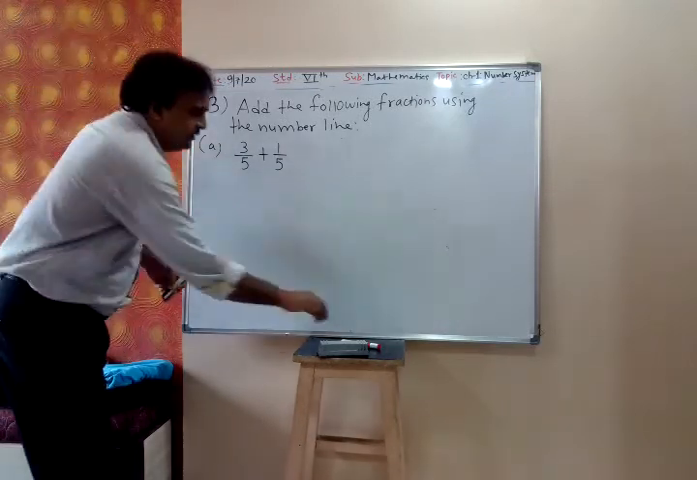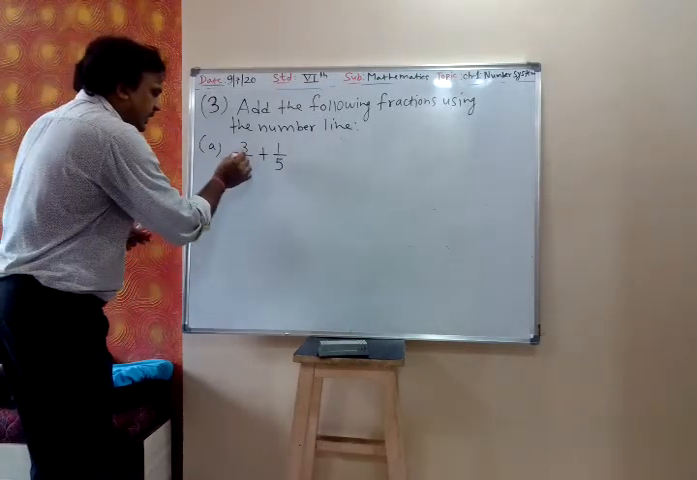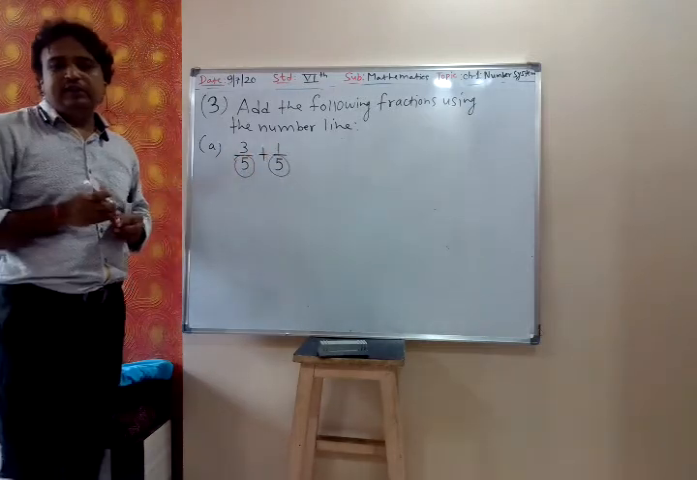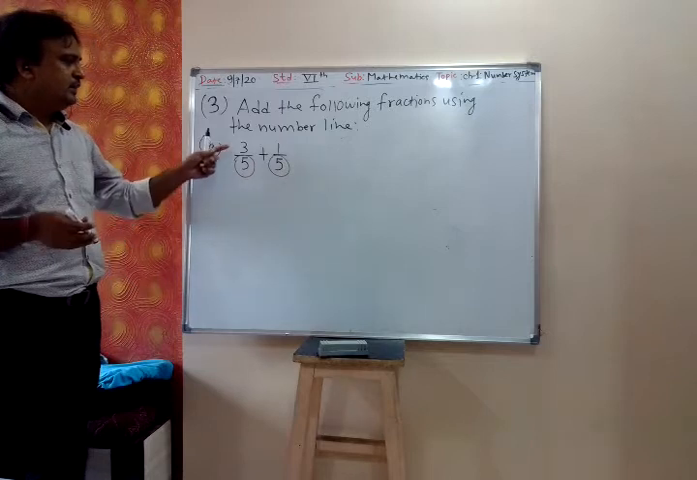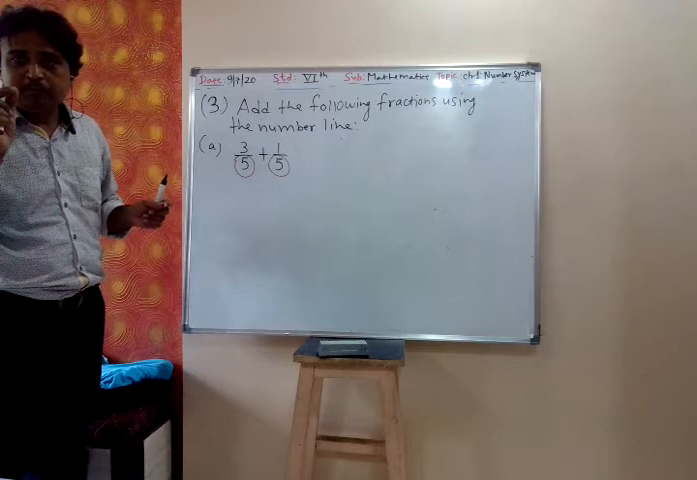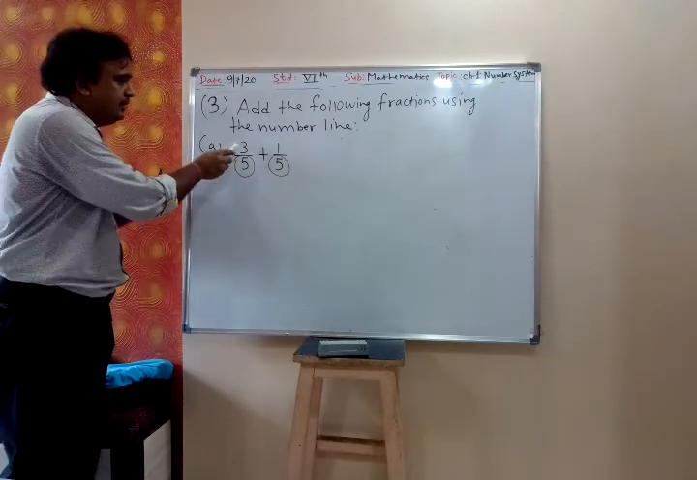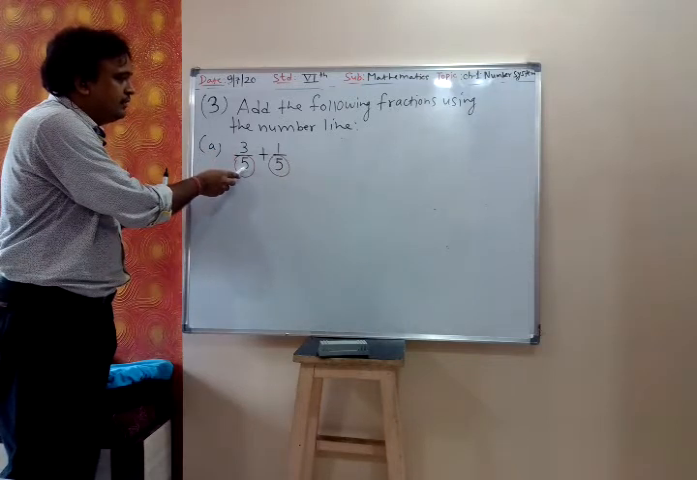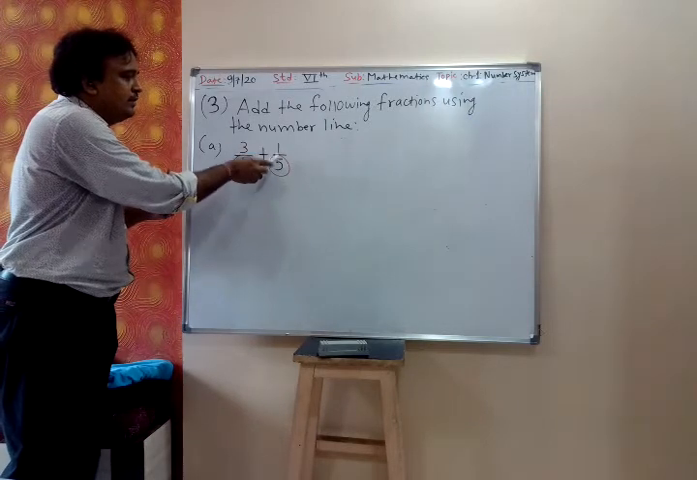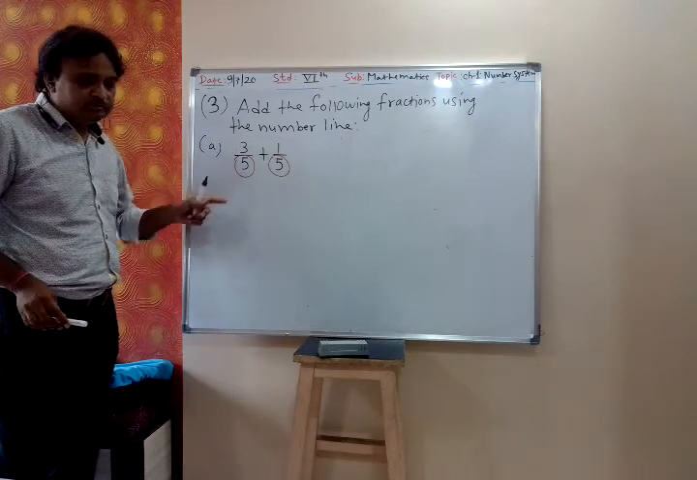What is the denominator? Tell me. The denominator is 5. So I will divide the number line and see 3 upon 5. If the denominator is bigger than the numerator, remember this, the numerator is small, so this fraction will lie between 0 and 1.